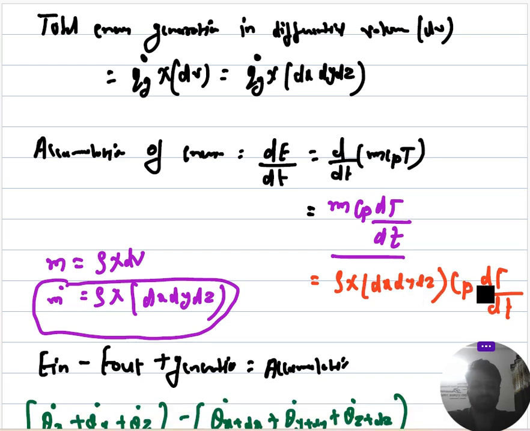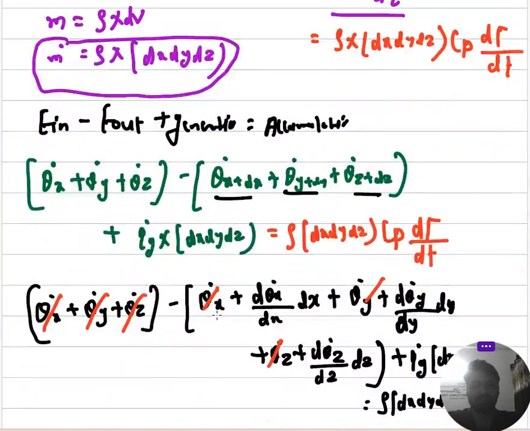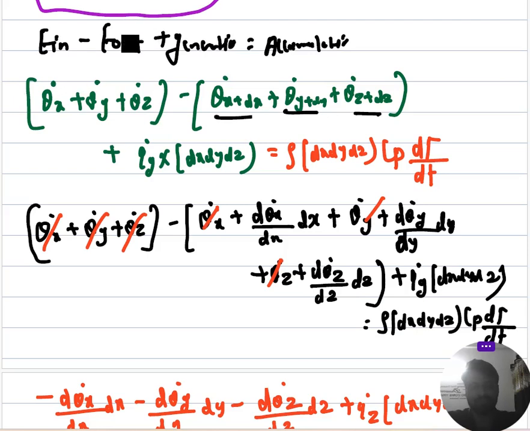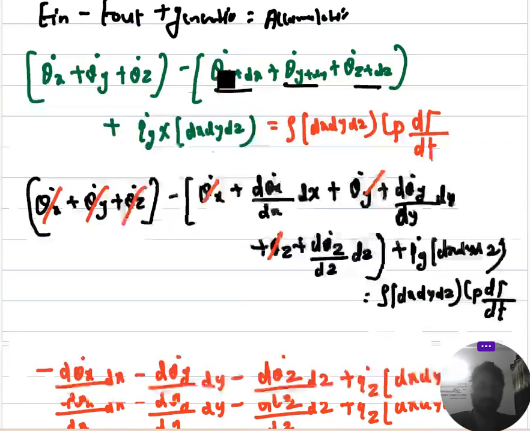So you can write rho into cp into volume and dT by dt. From here we have the energy balance equation: energy in minus energy out plus generation equals accumulation. Here I have assumed generation is there, that's why q dot is the volumetric heat generation. There may also be consumption, so you have to write minus q dot multiplied with dV, that is the volumetric heat consumption with a negative sign.